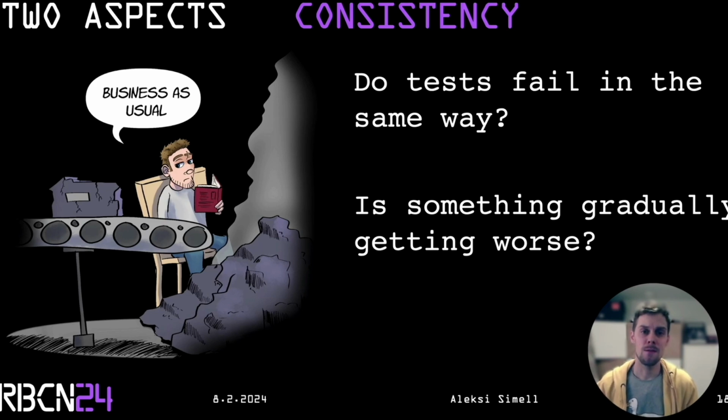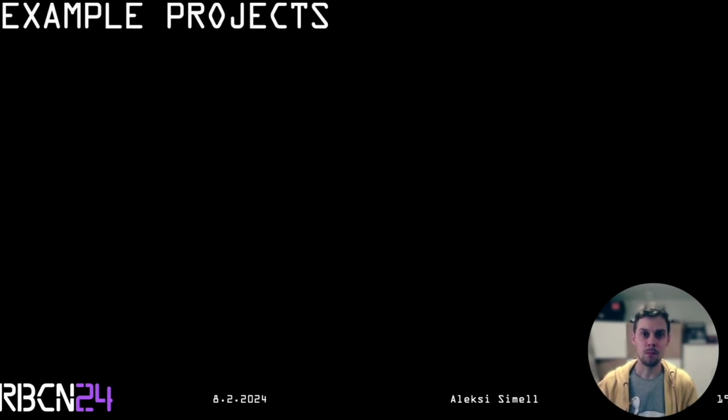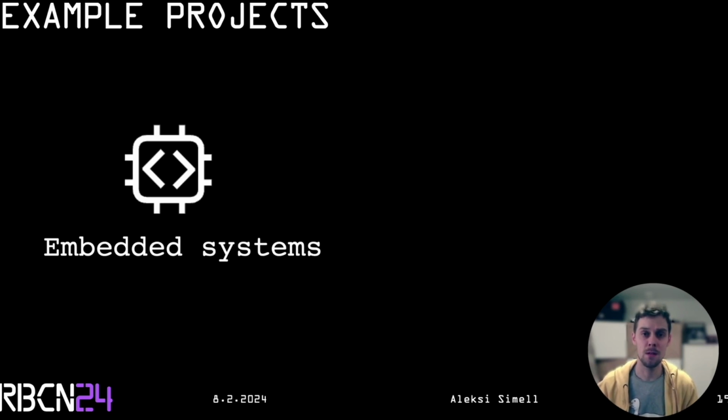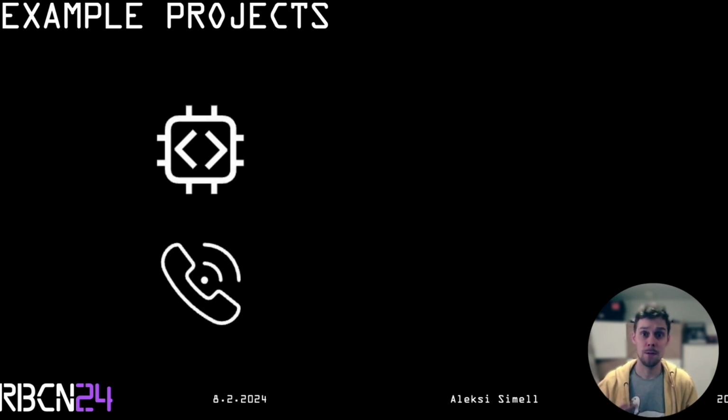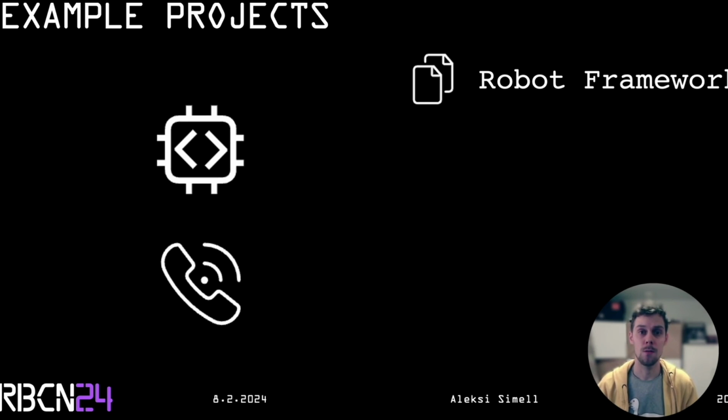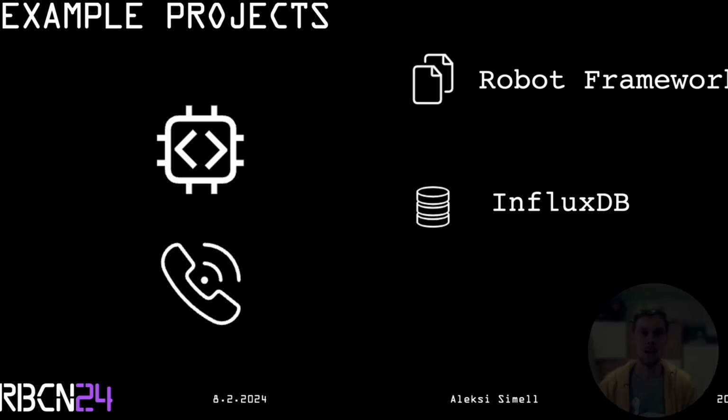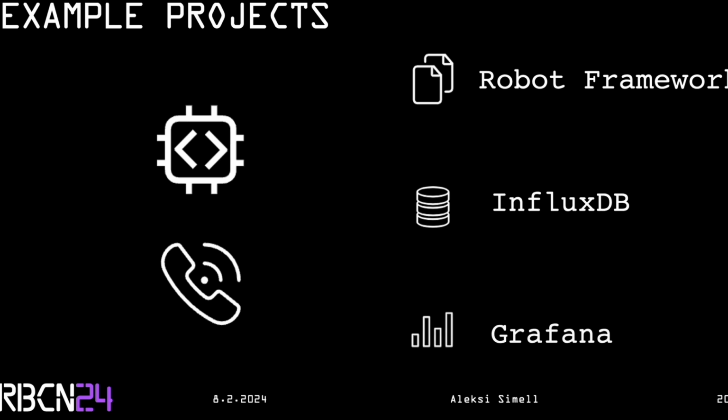I'll give you some examples from my previous projects. The first project is from embedded systems, and the second project is from telecommunications. Now, before I jump into these projects, you remember the list of three. Our list of three was Robot Framework, obviously, as our test data. I would not be making this video if it wasn't for Robot Framework. Our database was InfluxDB, which is an open source time series database. And our visualization tool was Grafana, which is an open source data visualization tool.